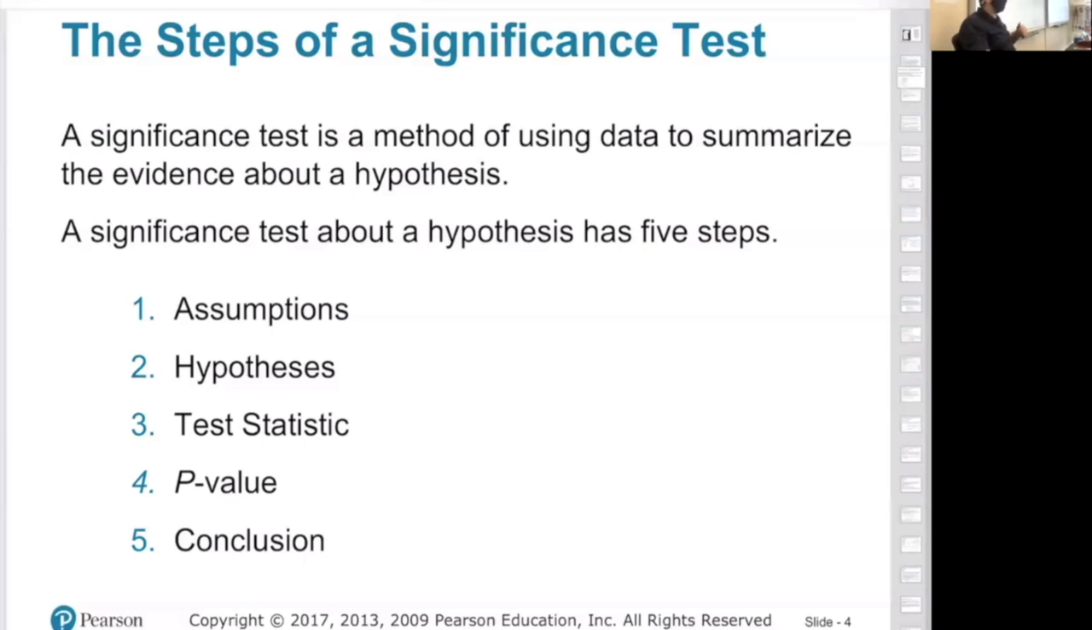Okay? And then we will calculate something we call the p-value, or probability value. P for probability value. This is the probability value for the test statistic we calculated in the previous step number 3. And according to this probability, we will make a decision about the hypothesis, okay? And then we will write our final conclusion about the population parameter in this case.